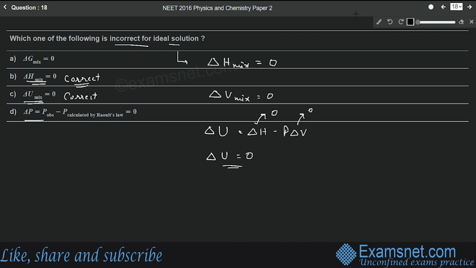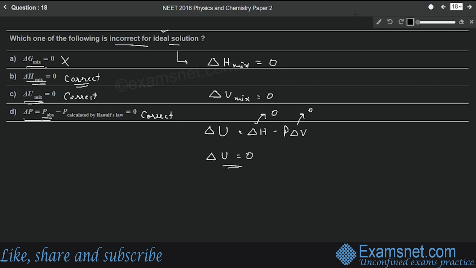Fourth one is also correct, that delta P is equal to P observed minus P calculated by Raoult's law equals to 0. Okay, because we know that an ideal solution obeys Raoult's law. Okay, and in that the change in pressure, that is pressure observed minus the pressure calculated by Raoult's law, is equal to 0. Okay, so this is also correct. Now let's talk about the first one. It will be incorrect obviously because this is only left.